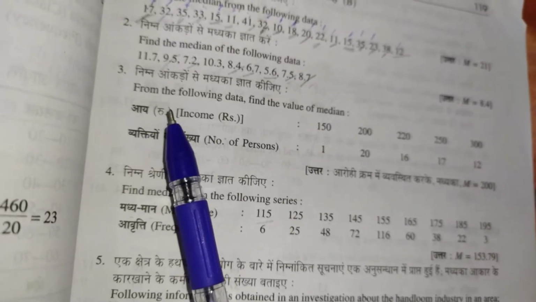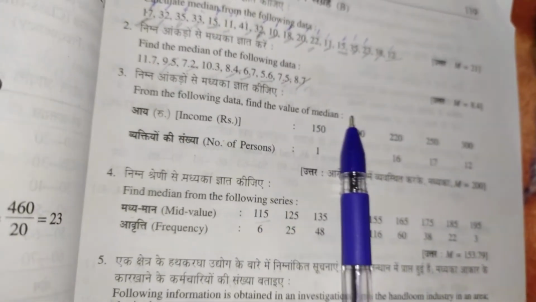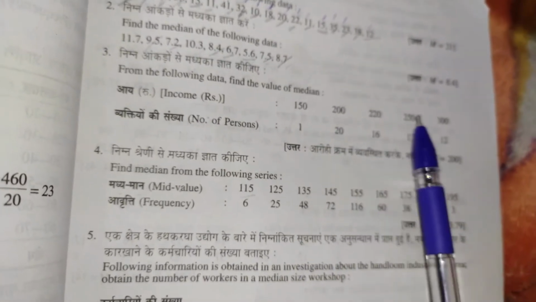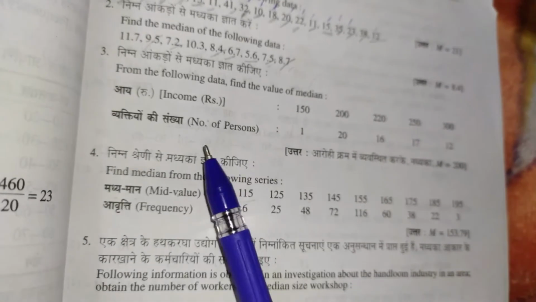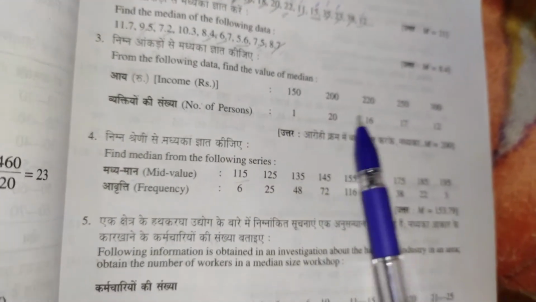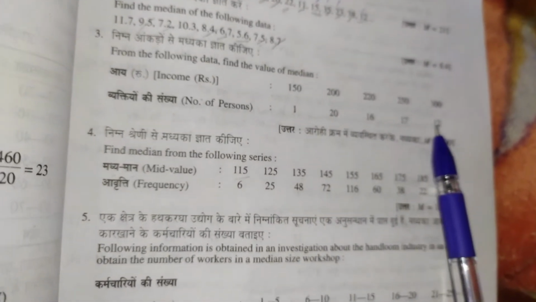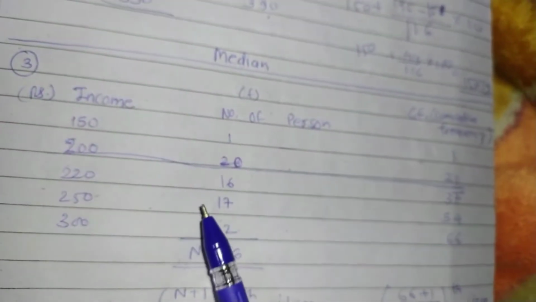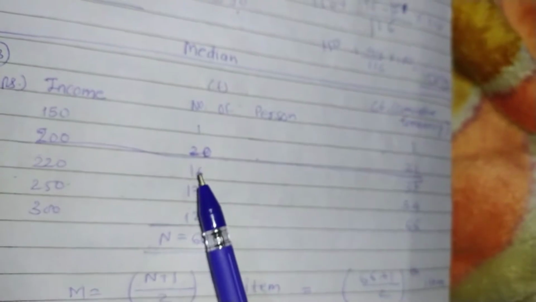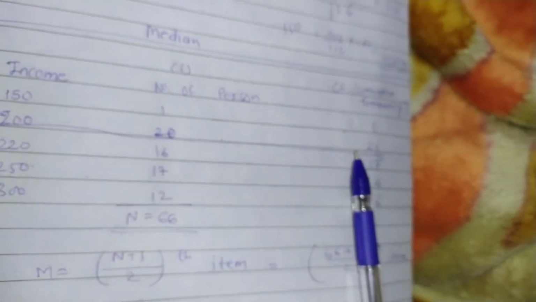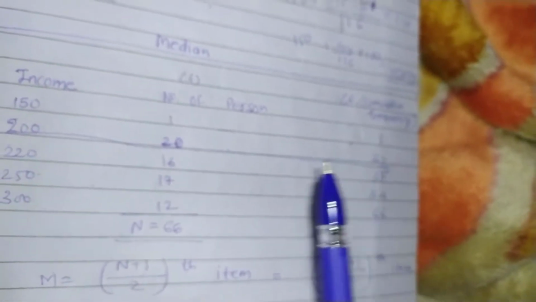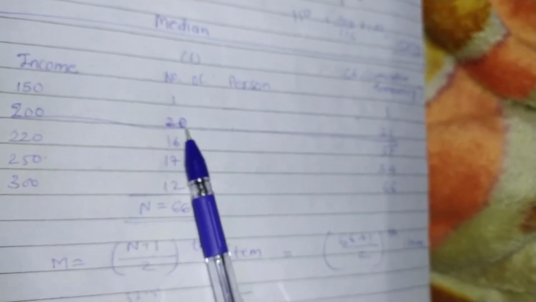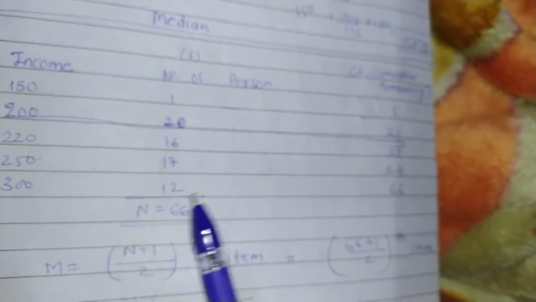Question number 3. From the following data, find the value of median. Income in rupees: 150, 200, 220, 250, 300. Number of persons: 1, 20, 16, 17, 12. First of all, we have to find the cumulative frequency from the frequency. Frequency is 1, 20, 16, 17, 12.